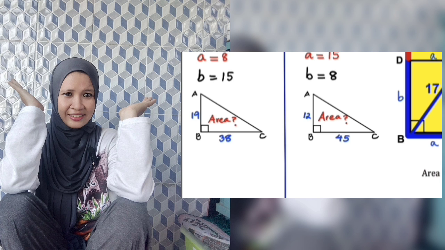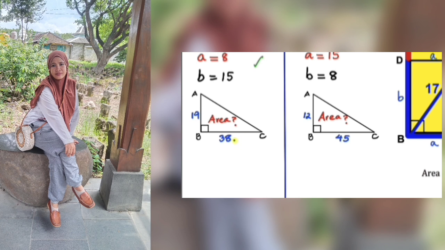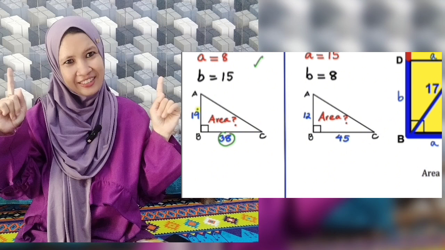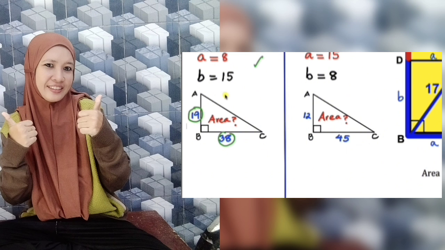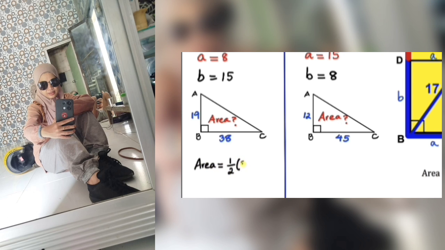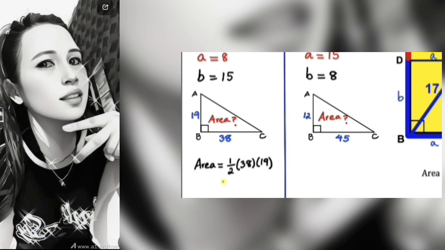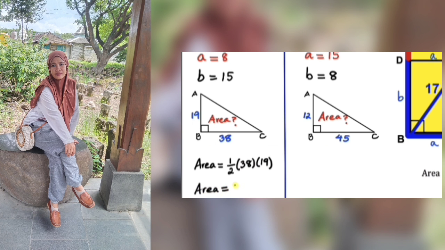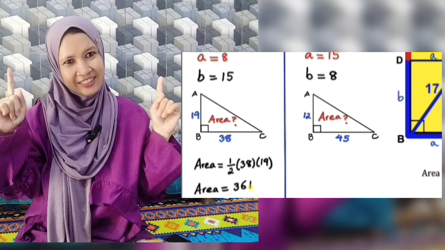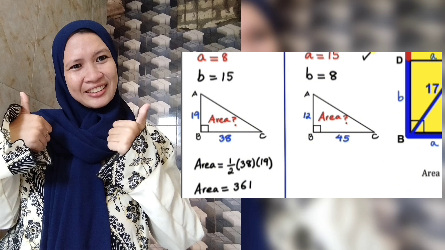Area is always equal to a half times base times the height. So therefore for this scenario 1, the base of this triangle is 38 and the height is 19. So the area of this triangle is going to be a half times our base, 38, times 19. So the area of this triangle in scenario 1 turns out to be 361 square units.